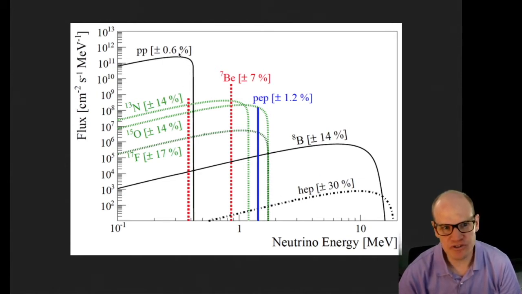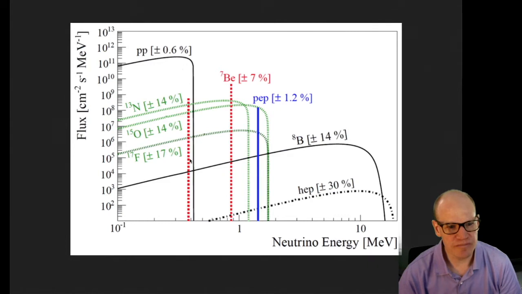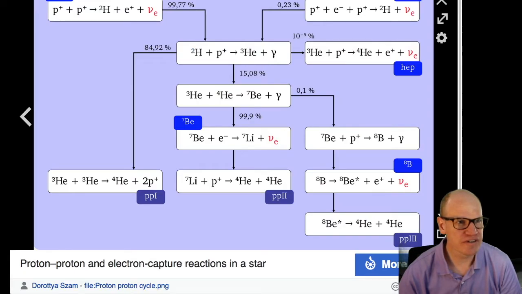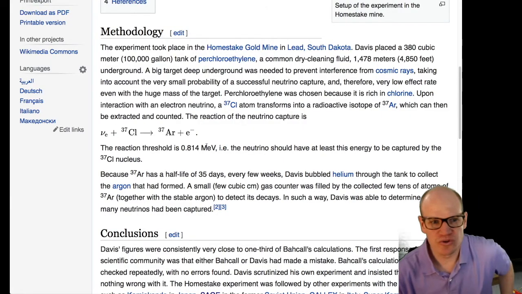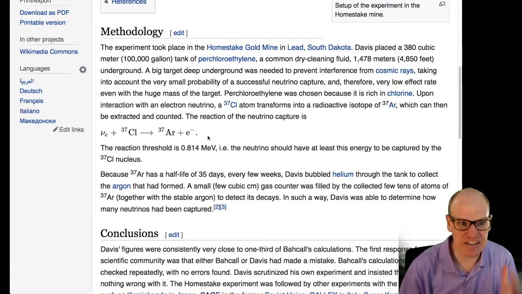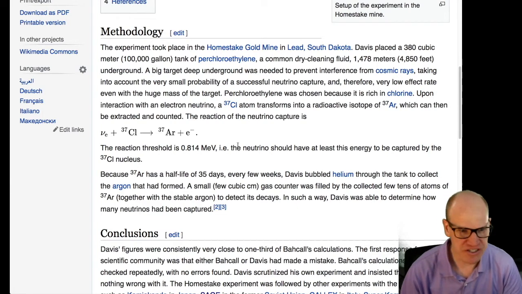However, the proton-proton neutrinos, that very first one that takes place in the proton-proton chain, up here, the energy that you get is around, what? Half an MeV? Yeah, about half an MeV, which is below the threshold to allow this thing to take place. So the detector in the Homestake experiment is not capable of measuring the PP neutrinos because they don't have enough energy to cause this reaction to take place.